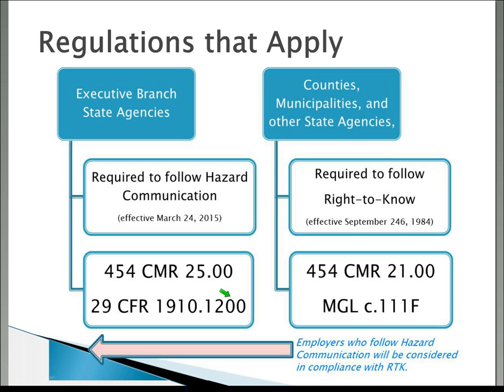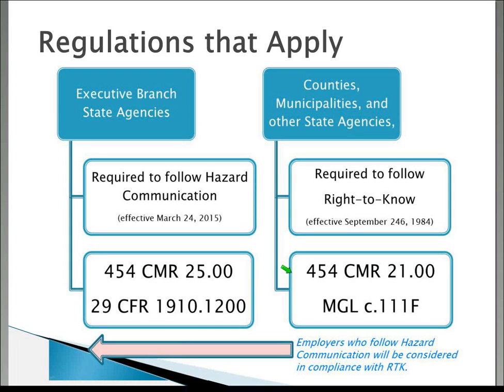Now let's talk about other public sector employees that might work for a city or town, might work for a county court, or work for a different state agency that's non-executive branch. They are still required to follow the Massachusetts Worker Right to Know law. That was published back on September 24, 1984. It was written before the OSHA standard ever went into effect. So we were one of the states that were right there up front with keeping workers safe in that regard with chemicals. So the Worker Right to Know law, that tag is 454 CMR 21.